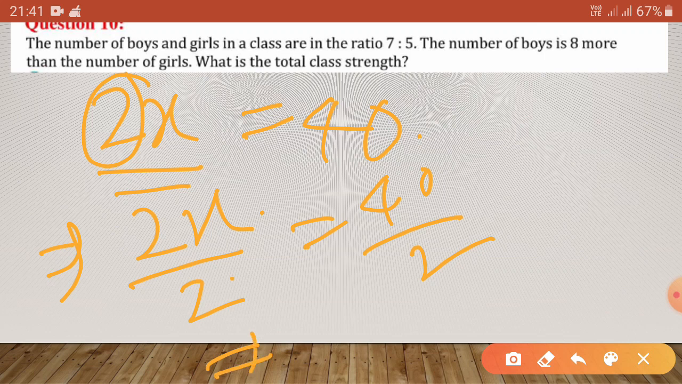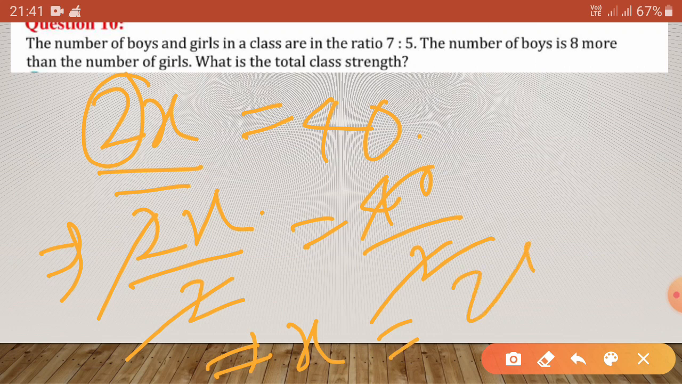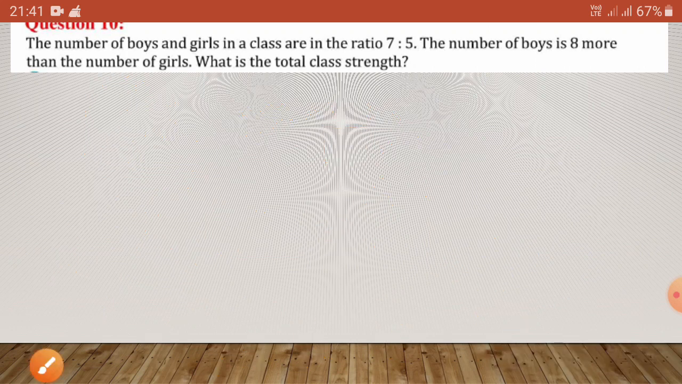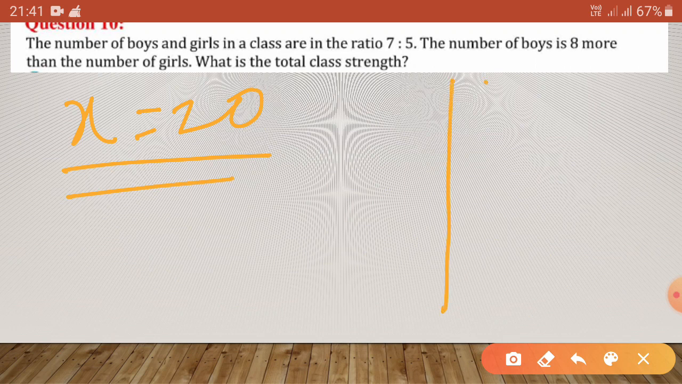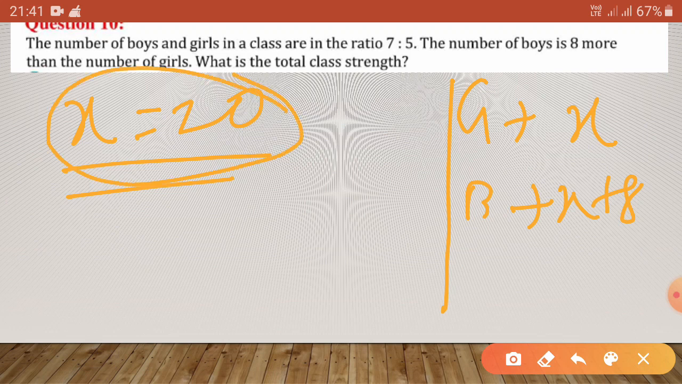Okay, so now it gives us x on the left side and 20 on the right side. So we got that the value of x is equal to 20. We already assumed the number of girls is x and boys x plus 8. So once we got the value of x, that means the number of girls in this class is 20.